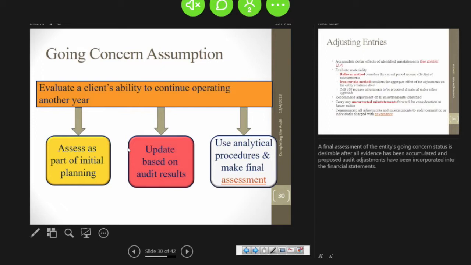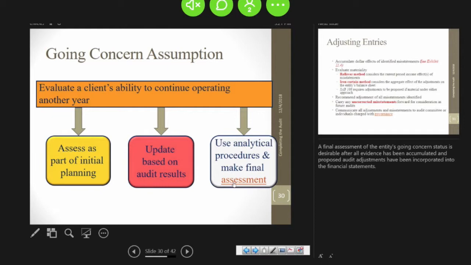So as I said before, as a part of their initial planning process, they update their assessment based on the audit evidence, and they can also perform analytical procedures. Remember, at the end of the audit, in this phase, it's more to evaluate the evidence that they have collected and see if it makes sense, and make an assessment. Based on their assessment, it will impact how they report that in the audit report.